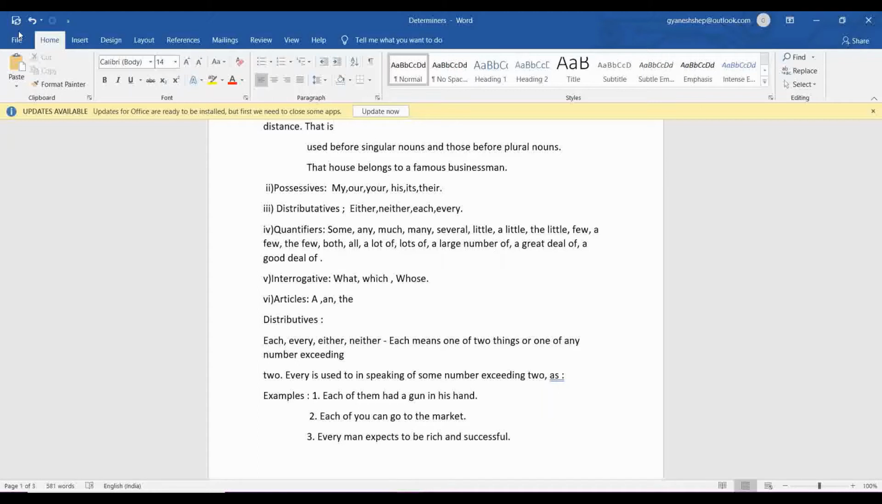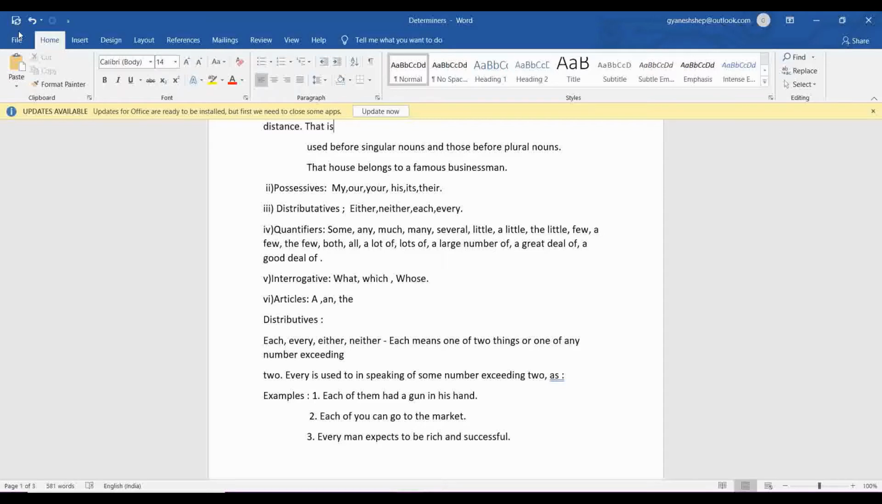Now coming to the next point, that is possessive determiners. What are they? My, our, your, his, its, their. It's similar to your possessive pronouns, as I have habitually called it, right? Then the next one is distributives: either, neither, each, every. When we are distributing something, I would like to take either tea or coffee. So when you are distributing something, you have to use these distributives as determiners.